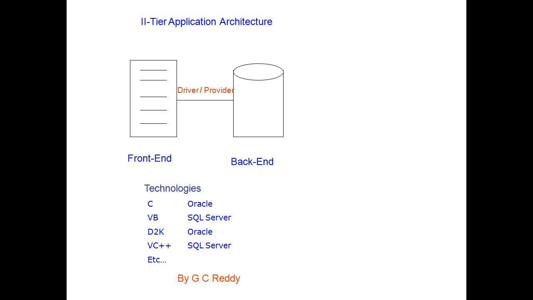See, generally developers use C with Oracle, VB with SQL Server, VB with Oracle, D2K, Developer 2000 with Oracle, VC++ with SQL Server, etc. These are the technologies to develop two-tier applications.